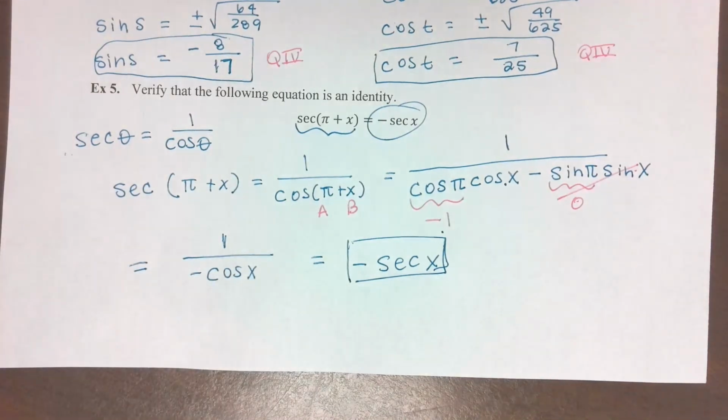So for this case of verifying identity, you could probably see that it's easier to use the left side to verify than it would be to use the right side. So that's why it says to generally go for the harder side and make that look like the other side that you're working with.